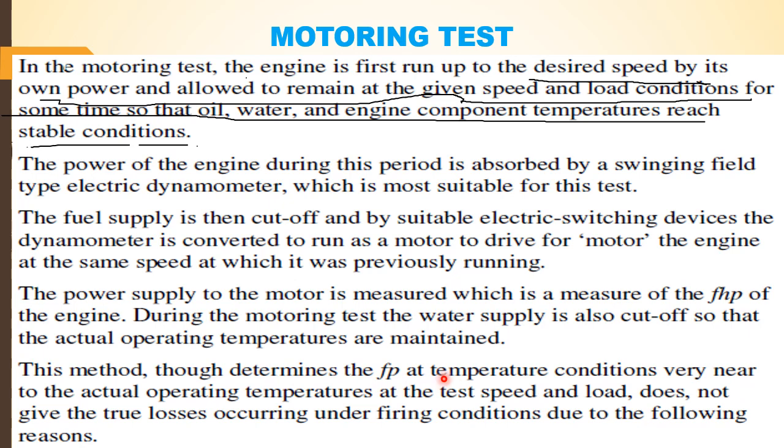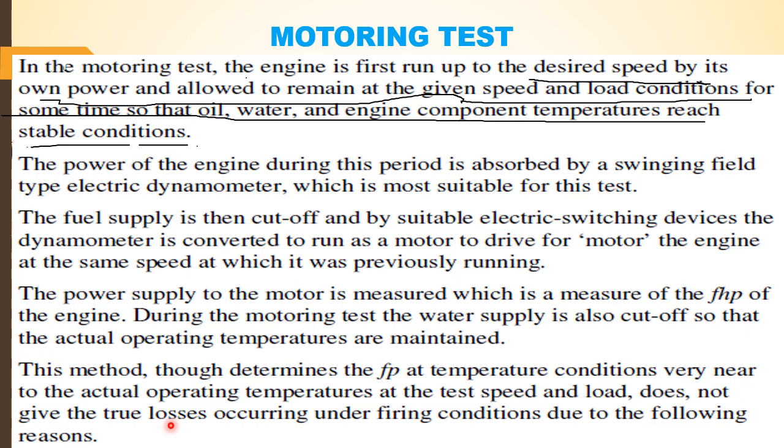we determine the friction power at a temperature condition very near to the actual operating temperature, at the test speed and test load, but it does not give the true losses that occur under firing condition, for different reasons. When we cut off the fuel supply, firing is stopped, and what you can observe here is that the losses observed under firing condition are eliminated.